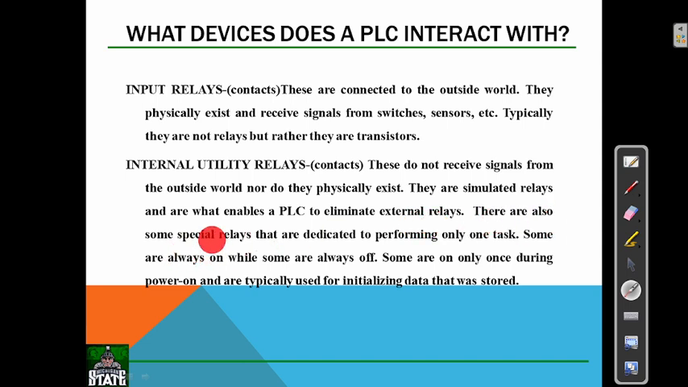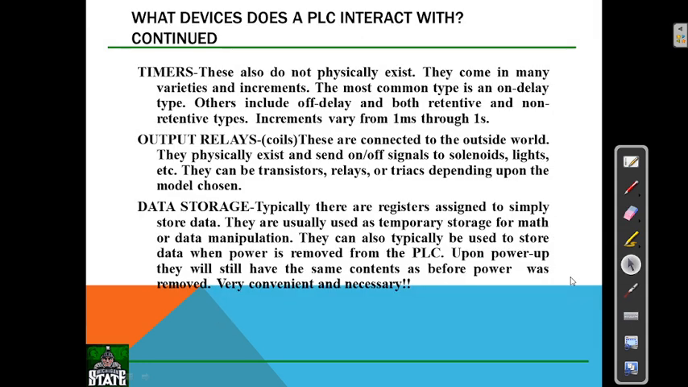There are also some special relays that are dedicated to performing only one task. Some are always on while some are always off. Some are on only once during power on and are typically used for initializing the data stored. According to the application, the PLC will be used in that particular industry. It will have timers, output relays and data storage.